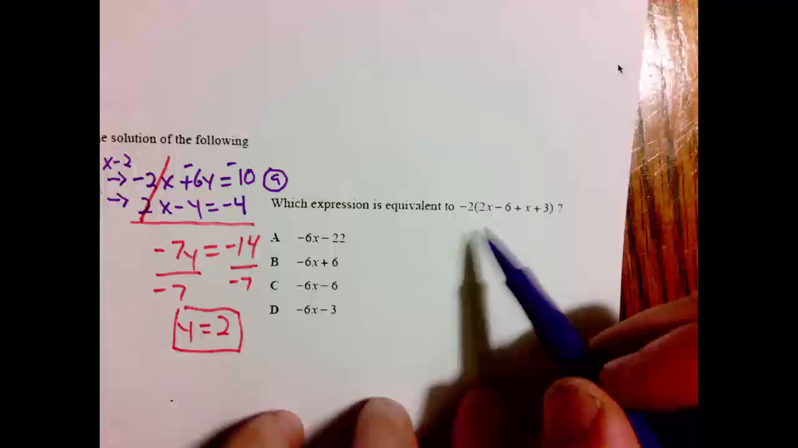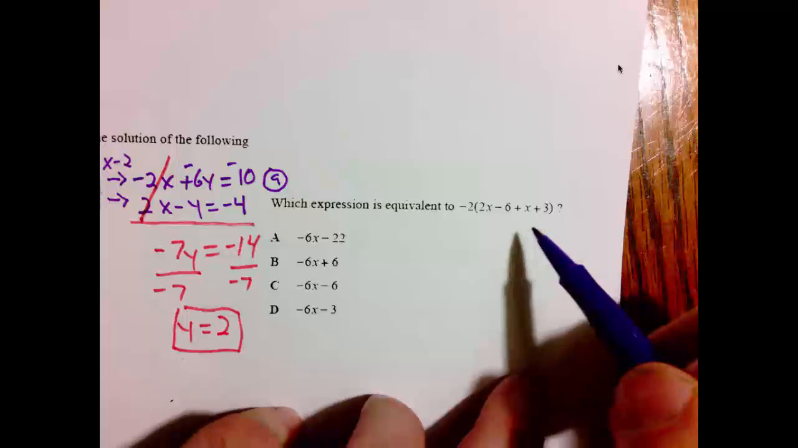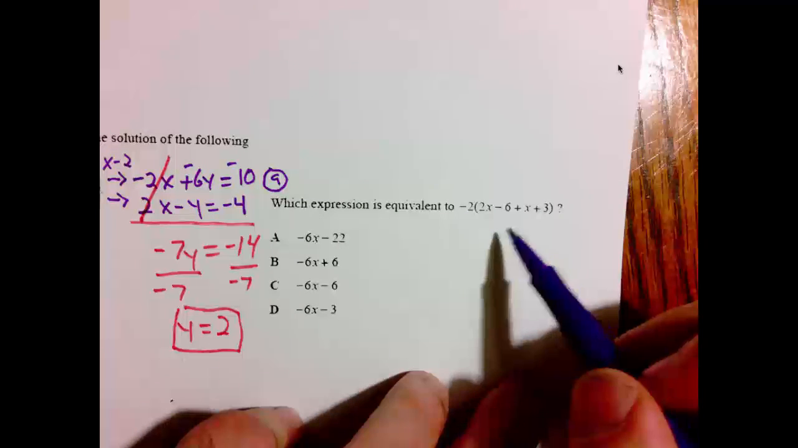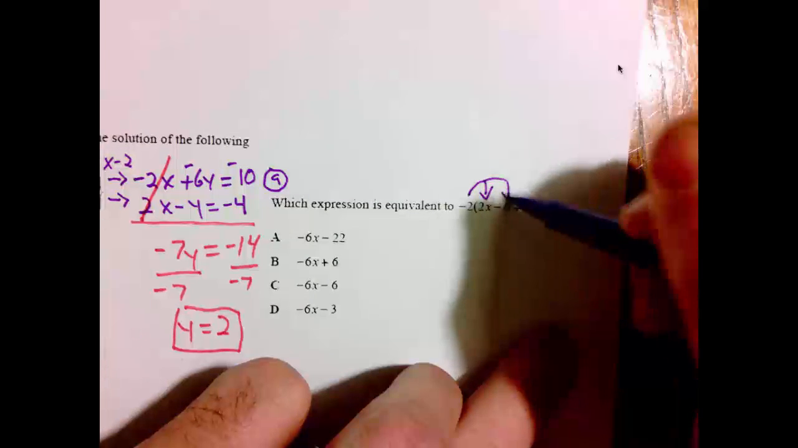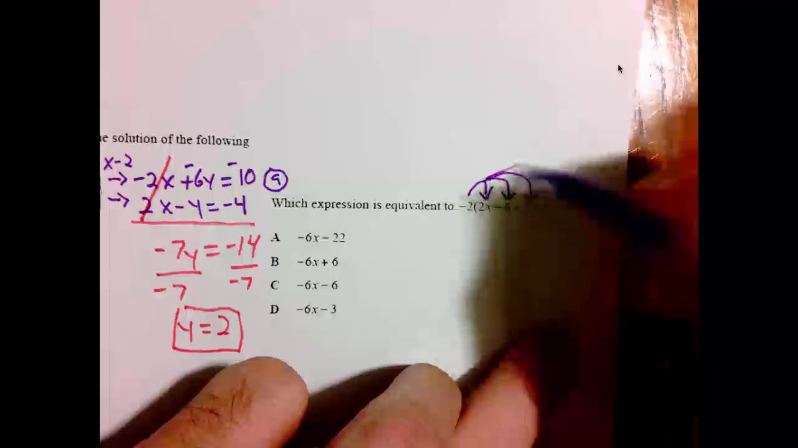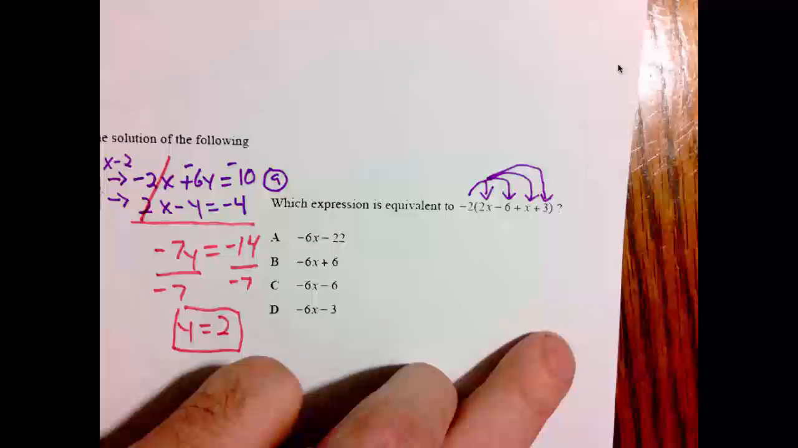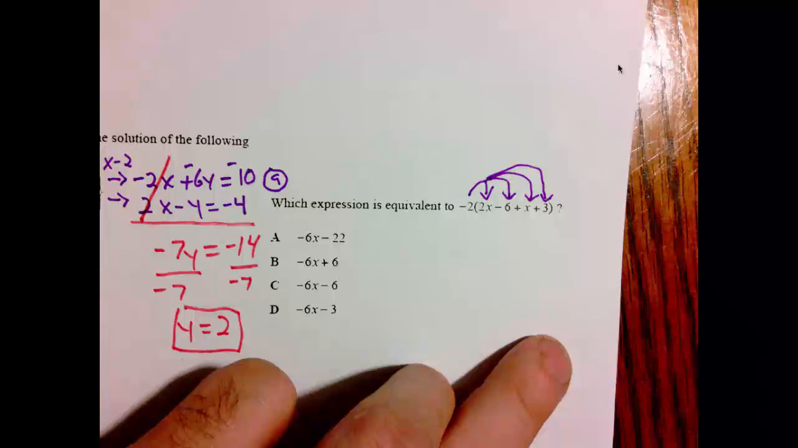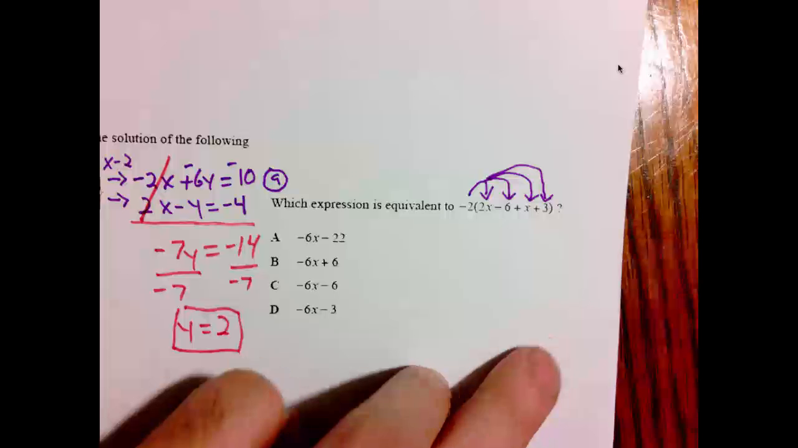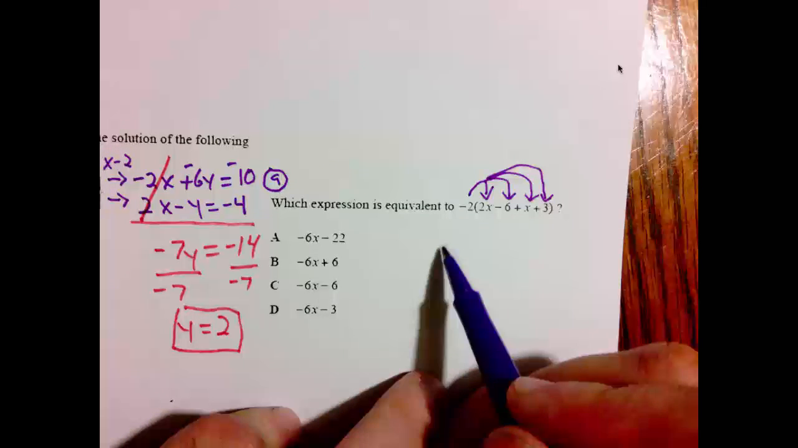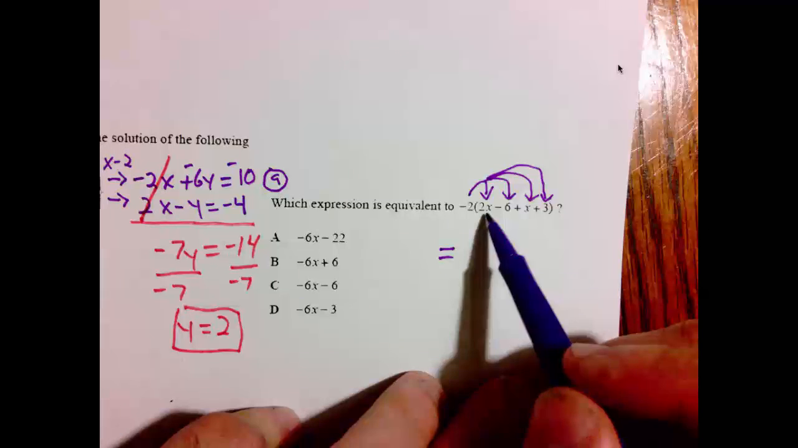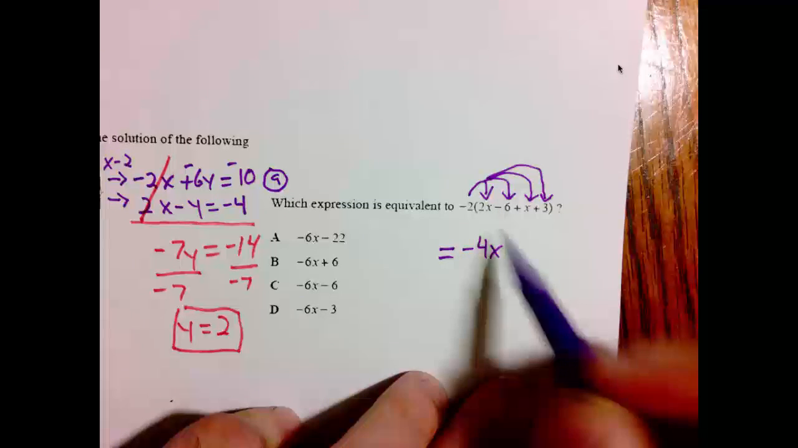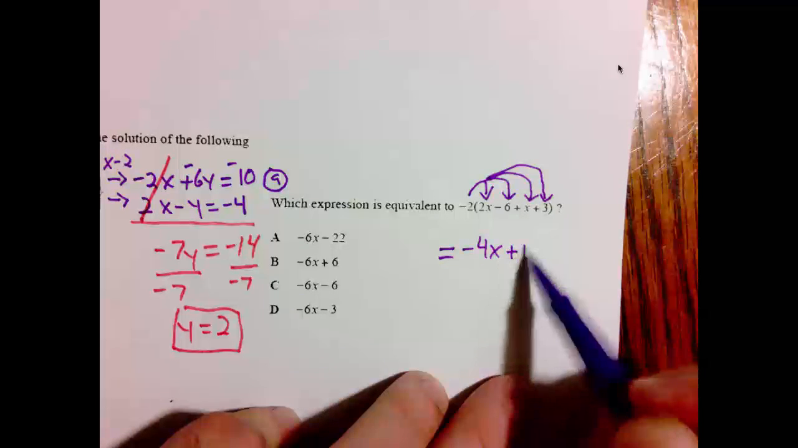Which expression is equivalent to this expression here? It's not an equation, it's an expression. There's no equal sign. I'm going to now distribute this negative 2. We could combine like terms inside the parentheses and then distribute, or distribute and then combine like terms. It's going to be the same amount of work in either way. Negative 2 times positive 2x is a negative 4x. Negative 2 times negative 6 is a plus 12.